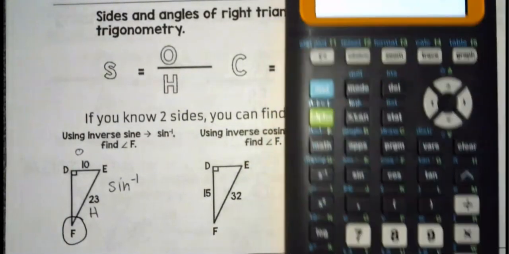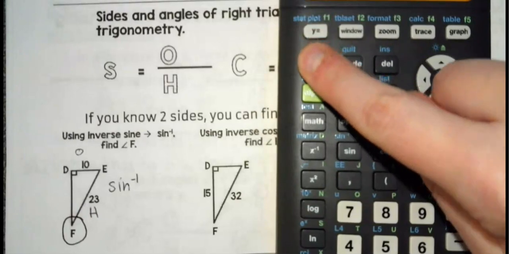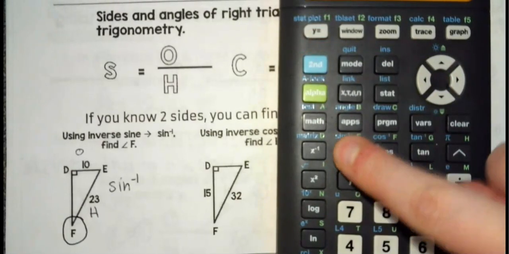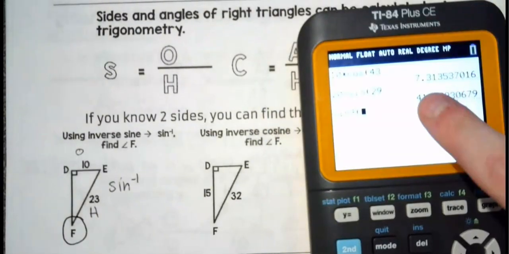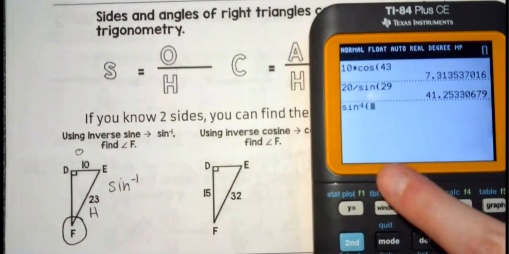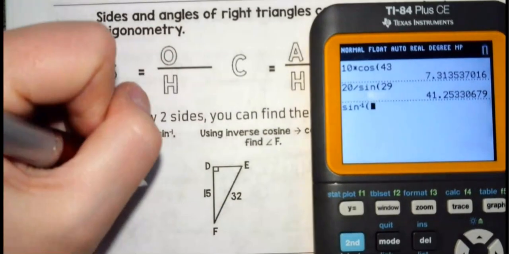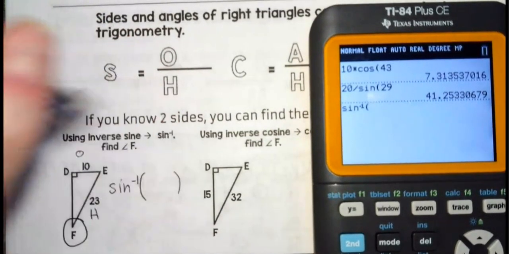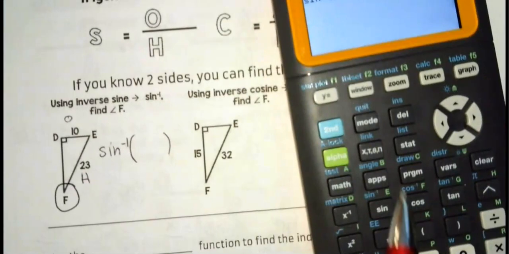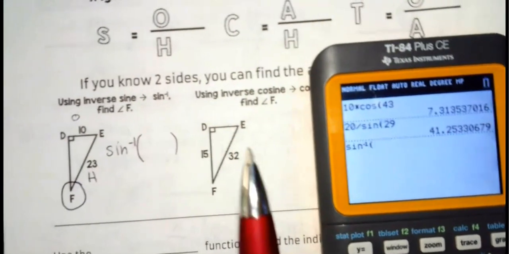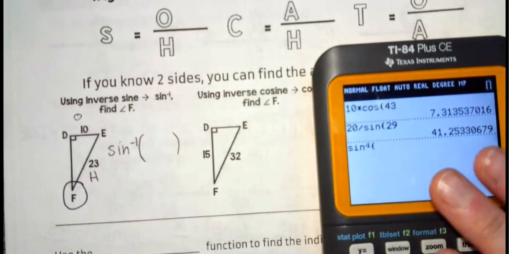In your calculator, you're going to click the blue button, and then you're going to click sine. This is going to pop up: it looks like sine -1 and then an open parenthesis. So it's the blue button, second, and then sine. It's going to be inverse sine. Just make sure you have that on your calculator.